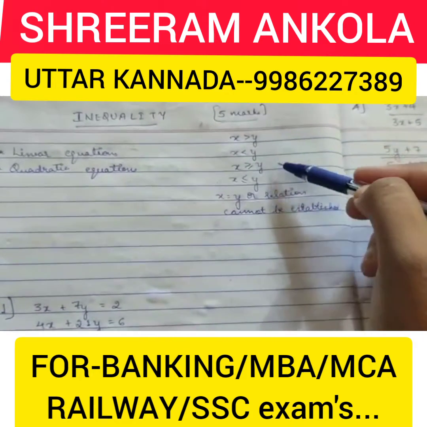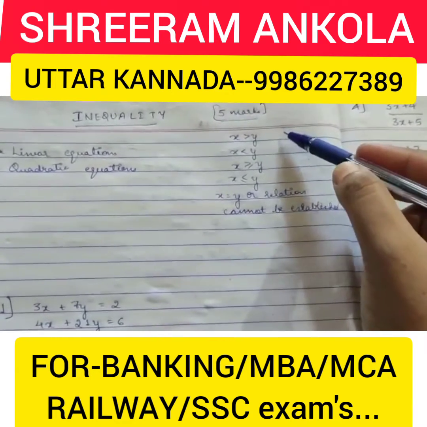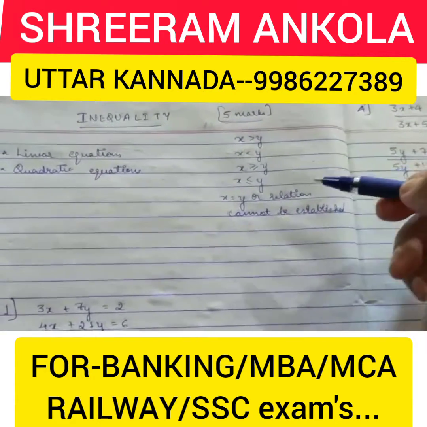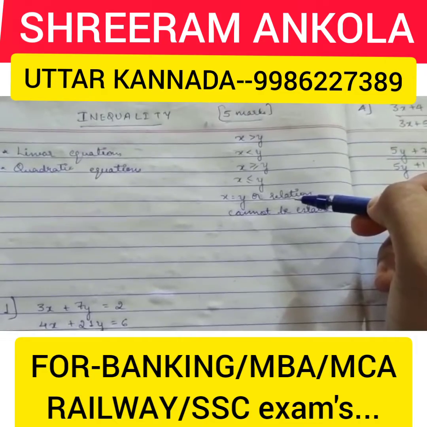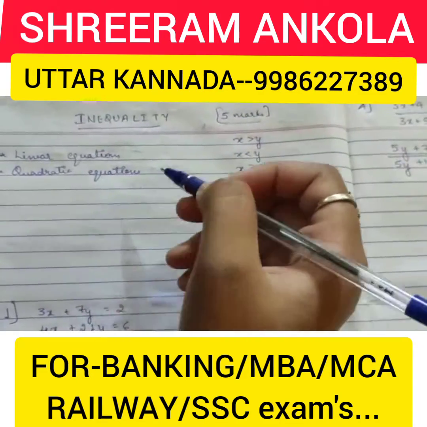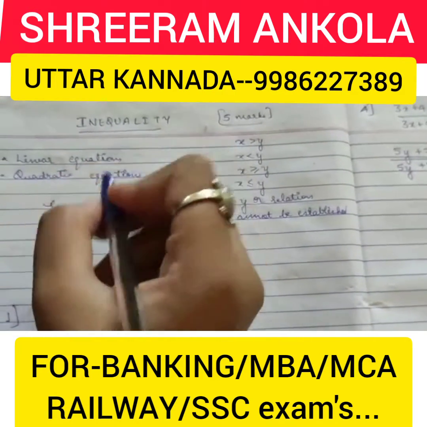And here we'll be having 5 outcomes: x greater than y, x less than y, x greater than or equal to y, x less than or equal to y, x is equal to y, or relation cannot be established. While solving this inequality, we have 3 methods to solve it.